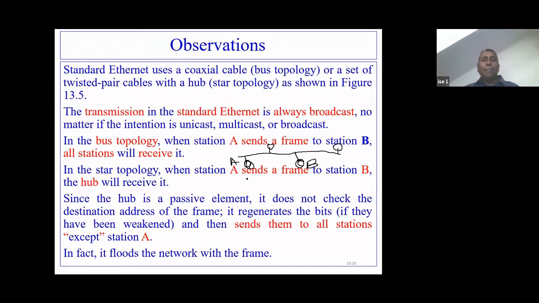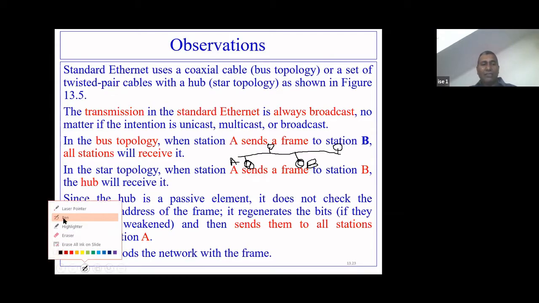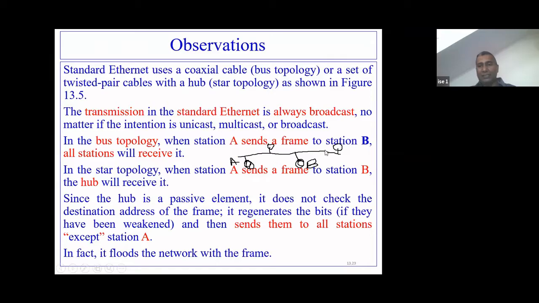You got the idea? So now, whenever A is sending a frame, it has to be received by every other station that is connected to the network, except A. Now B, whenever it receives the frame, sees its MAC address. So it gets the frame and it processes it.